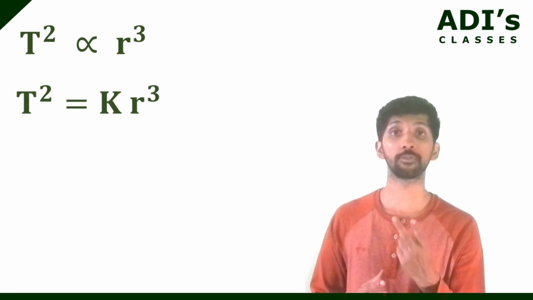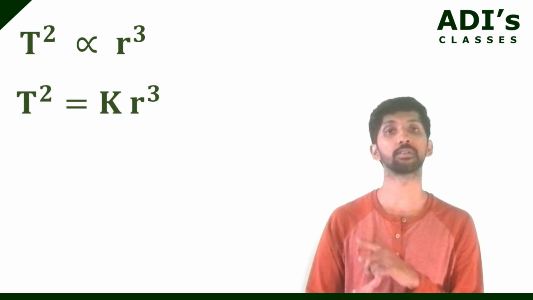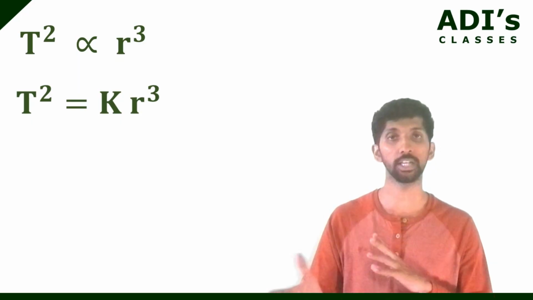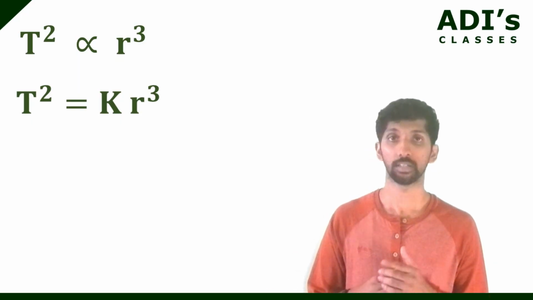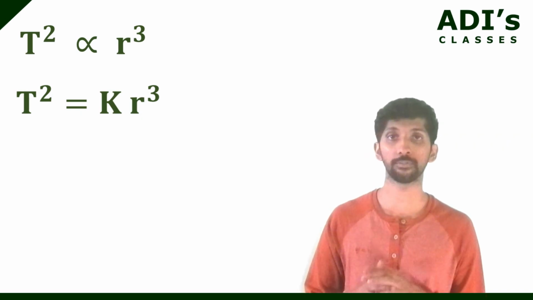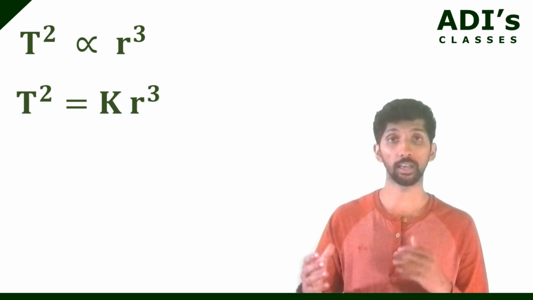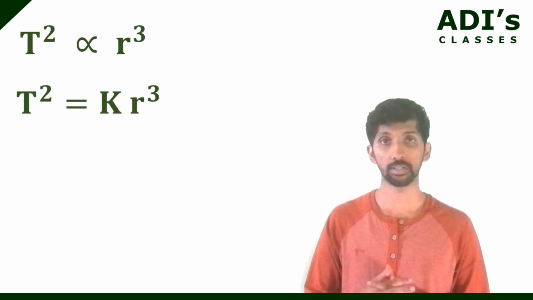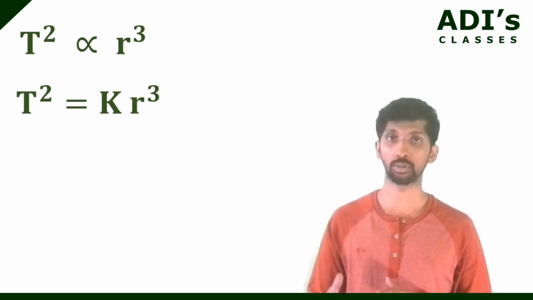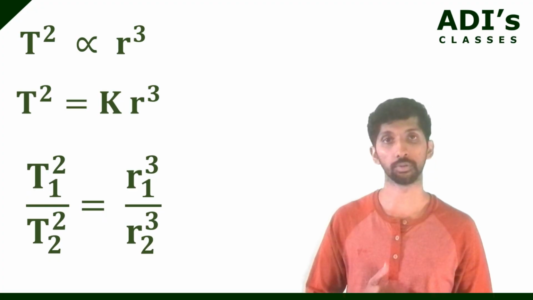Let's say we have two planets revolving around the sun, say Earth and Mars. Each of them has a different time period of revolution around the sun, and their mean distances are also different. Now, using this law of periods, we can write T1 square by T2 square is equal to R1 cube by R2 cube.